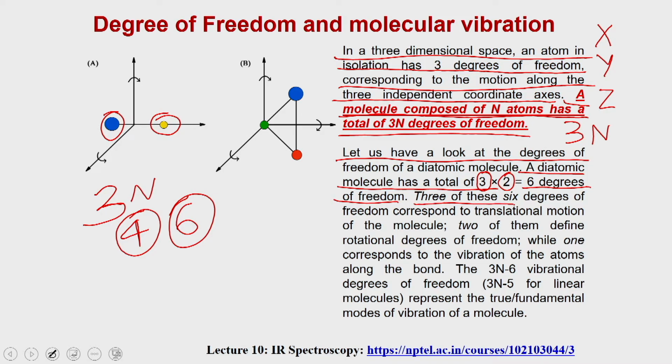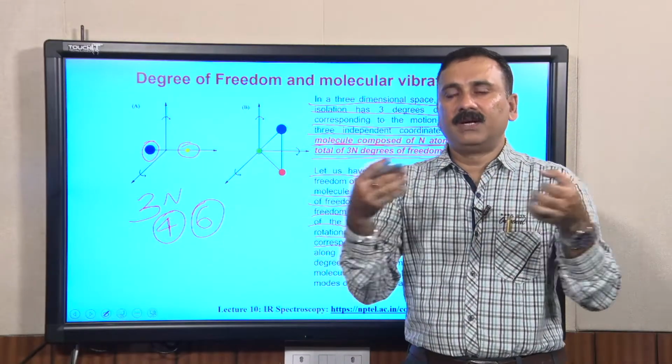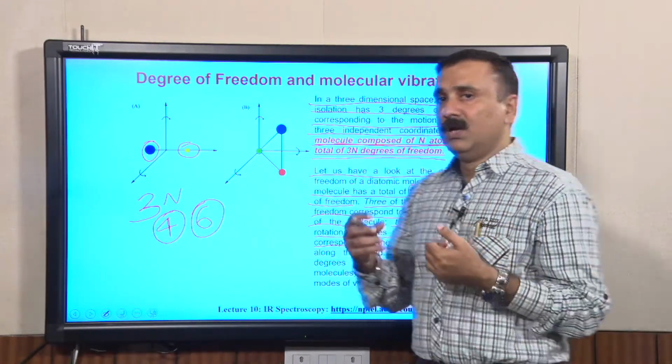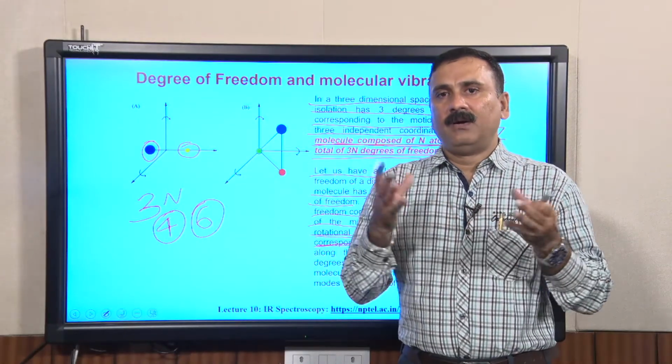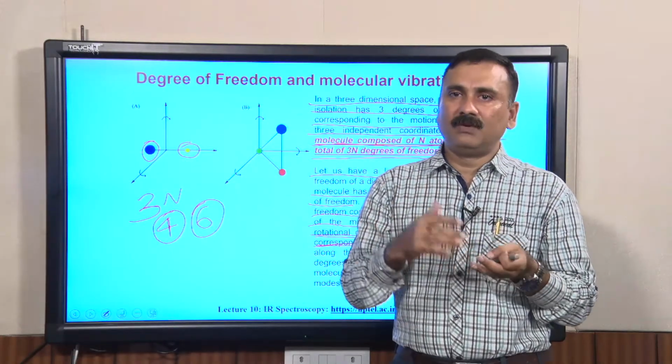Out of these 6 degrees of freedom, 3 correspond to the translational motion of the molecule. Then an additional 2 define the rotational degrees of freedom, while 1 corresponds to the vibration of the molecule. This molecule can vibrate because the atoms are attached to one another by a single bond. So, let us see in how many ways the molecules can have motions within the plane or out of the plane.